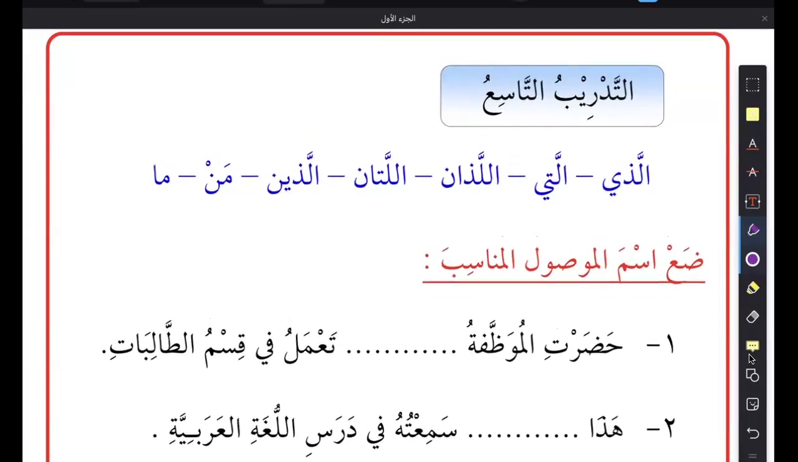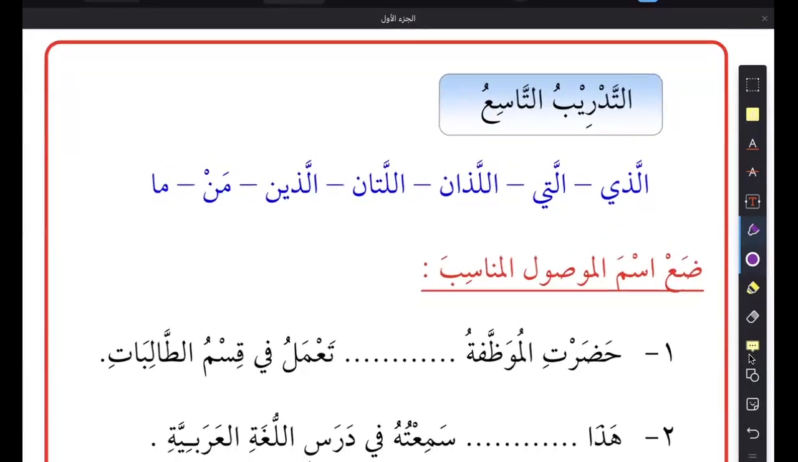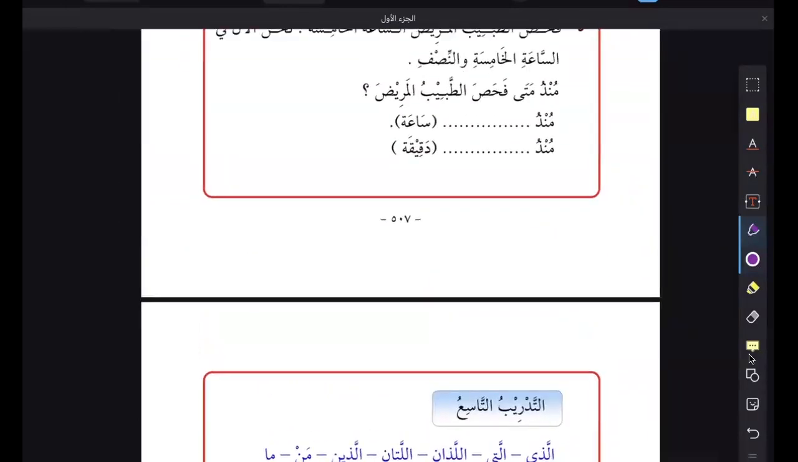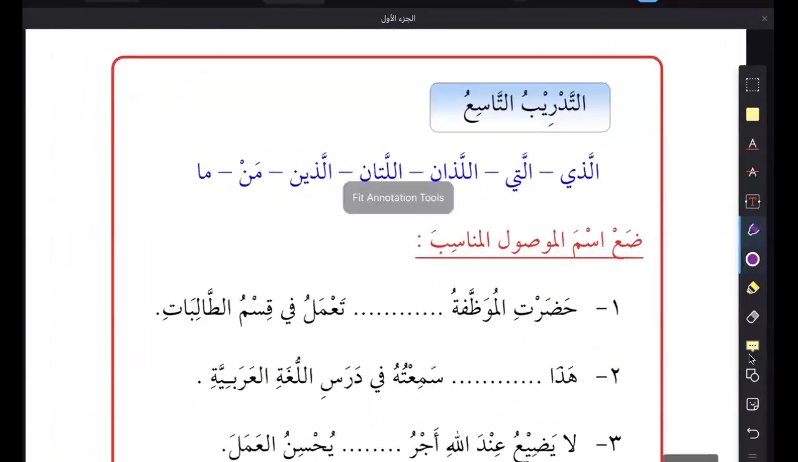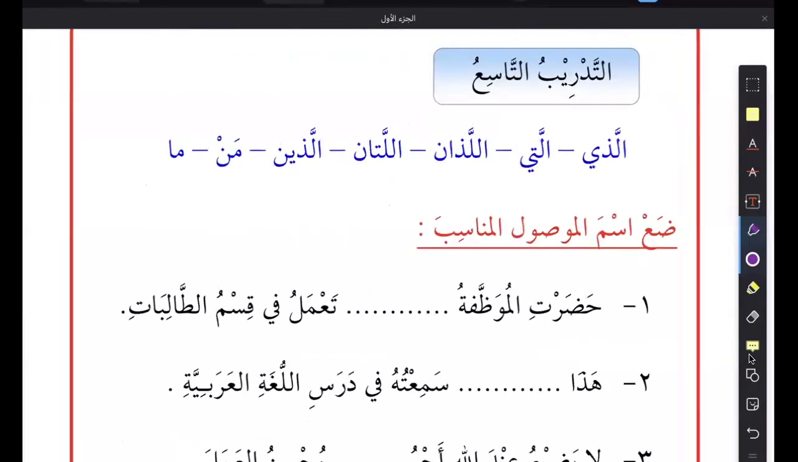جيد. So we have next تدريب. We have التدريب التاسع, the 9th exercise. So now we have اسم الموصول. Also in this book has spent tons of time with اسم الموصول. So we have the final exercise on it, and it gives us الذي, التي, اللذان, اللتان, الذين, and then we have man and ma.